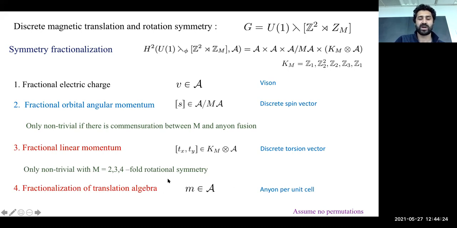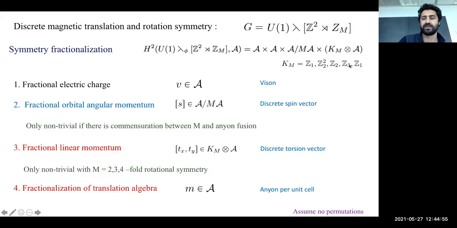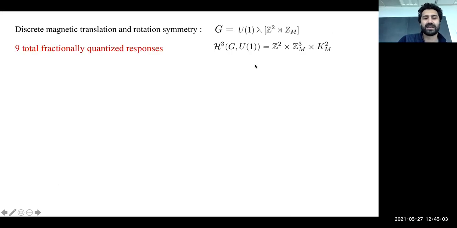So this has been discussed quite a bit in the past. Sometimes this last one is what was referred to as crystal momentum fractionalization, but it's really fractionalization of the translation algebra. So there's really something new here, which I don't think was pointed out before, as far as I'm aware: there's this extra piece in the symmetry fractionalization, which is only non-trivial with these point group symmetries. Now, when you look at the responses, you calculate H3 to get the integer part of the response that's given by this group. This K_M is something that I had written over here for 2-fold, 4-fold, 3-fold, and 6-fold symmetry.